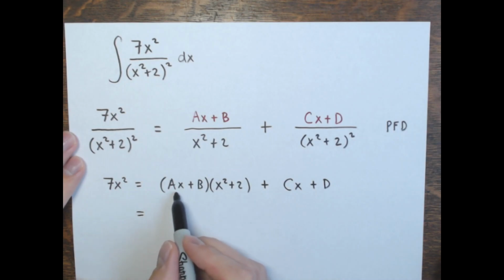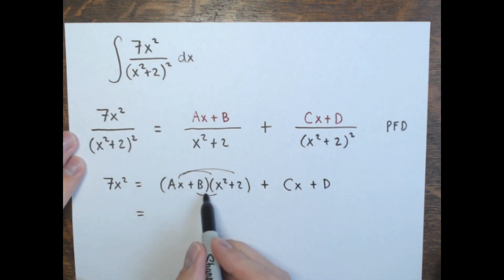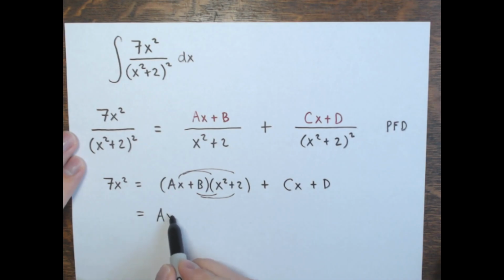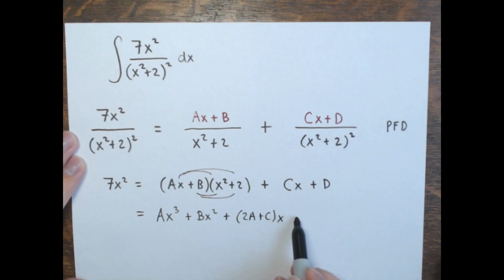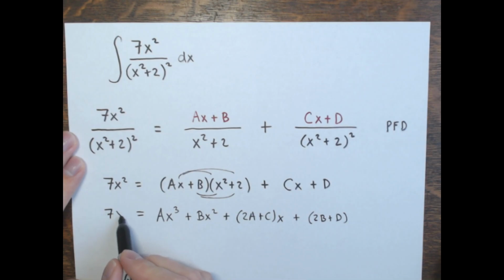And if I gather the like terms, distribute the ax, distribute the b, you'd have ax cubed again, plus bx squared, plus 2ax plus c, right? So 2a plus c times x, and the constant term would be 2b plus d. All that changed from last time was that instead of 3, you have 2 here in 2a plus c, and instead of 3, you got 2 here. And this needs to be 7x squared.